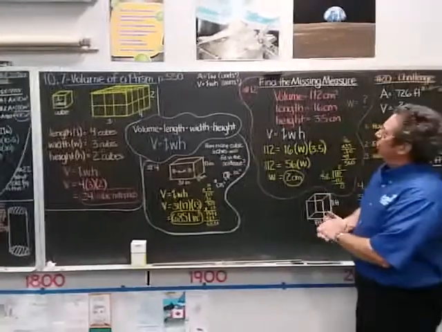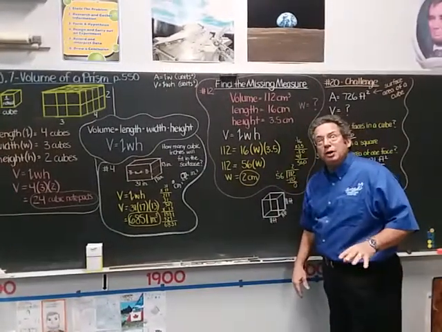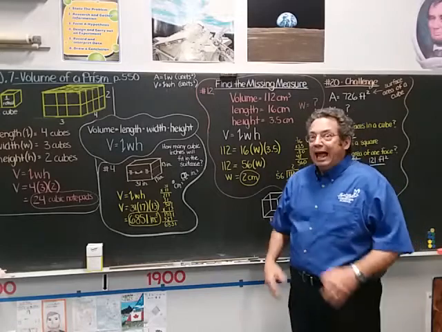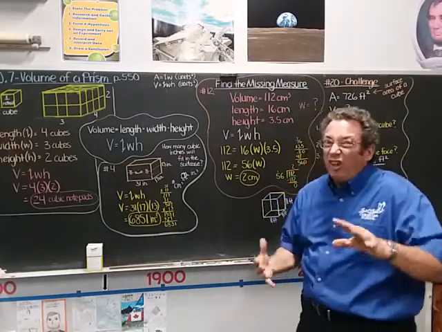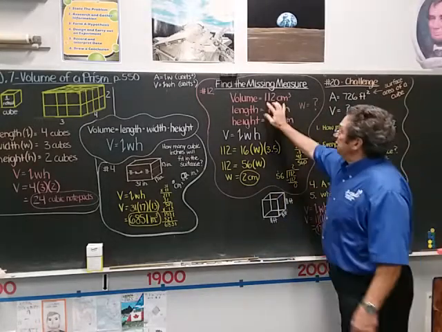All right, here's something else you're going to run into. Find the missing measure. That's like a little clue that he gives you. And now you're going to be, you know, Sherlock Holmes, and you've got to find out what the missing measure is. Well, let's suppose you're given the volume.